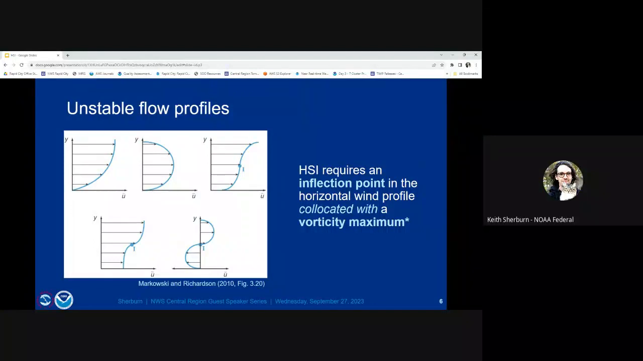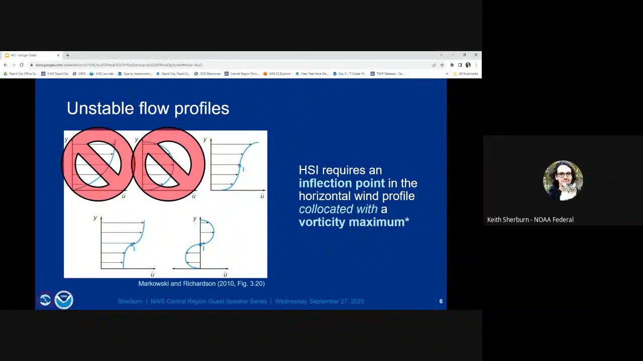So what does this look like in practice? Well, if you use the Markowski and Richardson text from 2010 at some point, either in a classroom setting or in a training setting, you may remember this figure, which shows 5 different mean horizontal wind profiles. These are highly idealized, just showing how the mean zonal wind, in this case, changes in the north-south direction. The task here is to assess, based on these profiles, which would be potentially associated with HSI. So let's recall the two criteria. First, you need an inflection point in the horizontal wind profile, which basically means you have a change in curvature in the profile. That knocks out the top left and top middle profiles, which do not include an inflection point. They just have constant curvature in the Y direction.